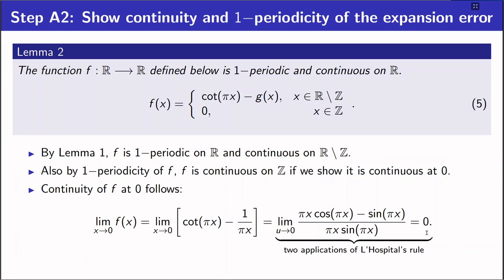Since the limit as x approaches 0 of the sum in g is 0, I have this simple expression for the limit as x approaches 0 of f of x, which can be evaluated with two applications of L'Hopital's rule.